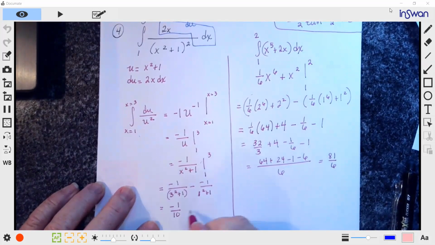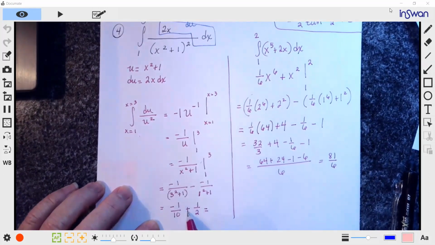So I will have -1/10 plus 1/2. So that's -1 over 10 plus 5 over 10 is 4 over 10, or 2/5.